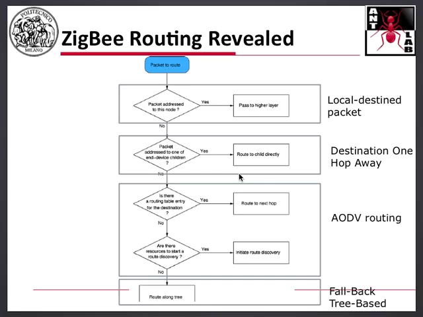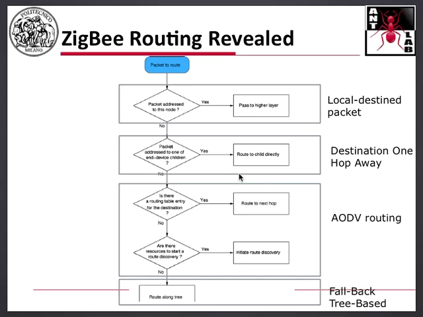Then we enter this block here, which is applying AODV routing. If the packet has not arrived yet, the first way you try to route the packet is through AODV. And then, if AODV fails, for any reason, you fall back to tree-based routing. So you do what we have commented till now. Now we just have a look at how this block here is implemented.